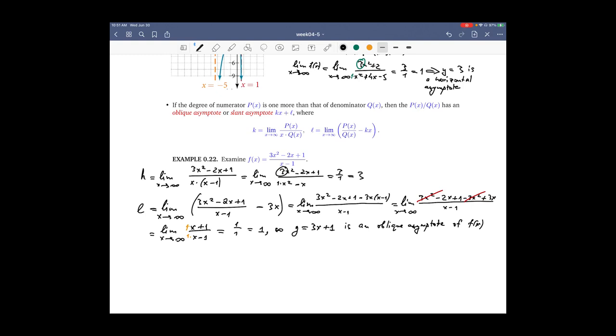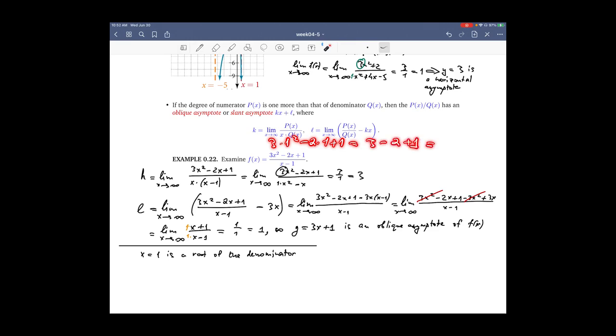Note, by the way, that x equals 1 is a root of the denominator, which is not a root of the numerator, because the numerator at 1 is 3 times 1 squared minus 2 times 1 plus 1. That's 3 minus 2 plus 1. That's 2. That's not 0.